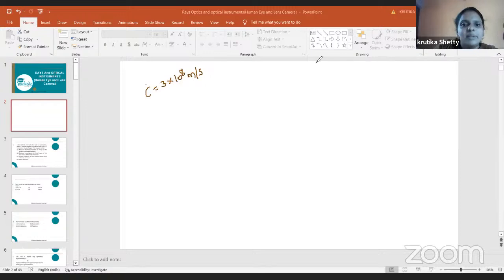Here, the part of the eye where the images are formed is called the retina. The retina is at the back side of the eye. This retina behaves like a screen. For example, if there is a screen and you focus light on it, shadows will be formed on it. So the retina is like a screen where the images are formed.